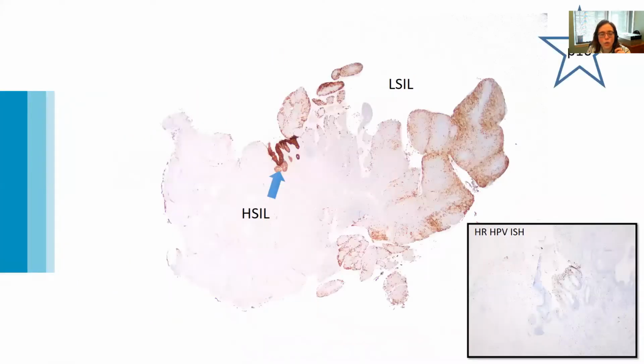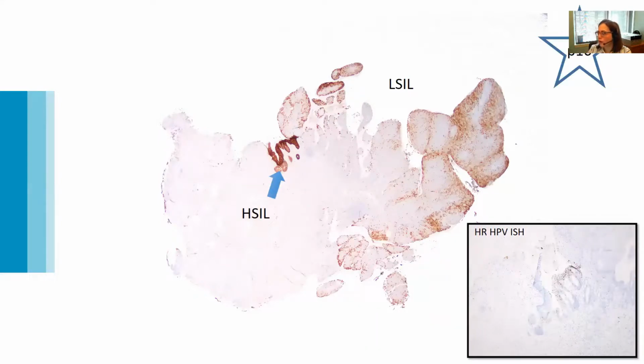And indeed, we corroborated our suspicion with a P16, which shows nice, strong, block-like immunoreactivity in this focus of HSIL, and then areas of LSIL show this patchy staining, interpreted as negative.